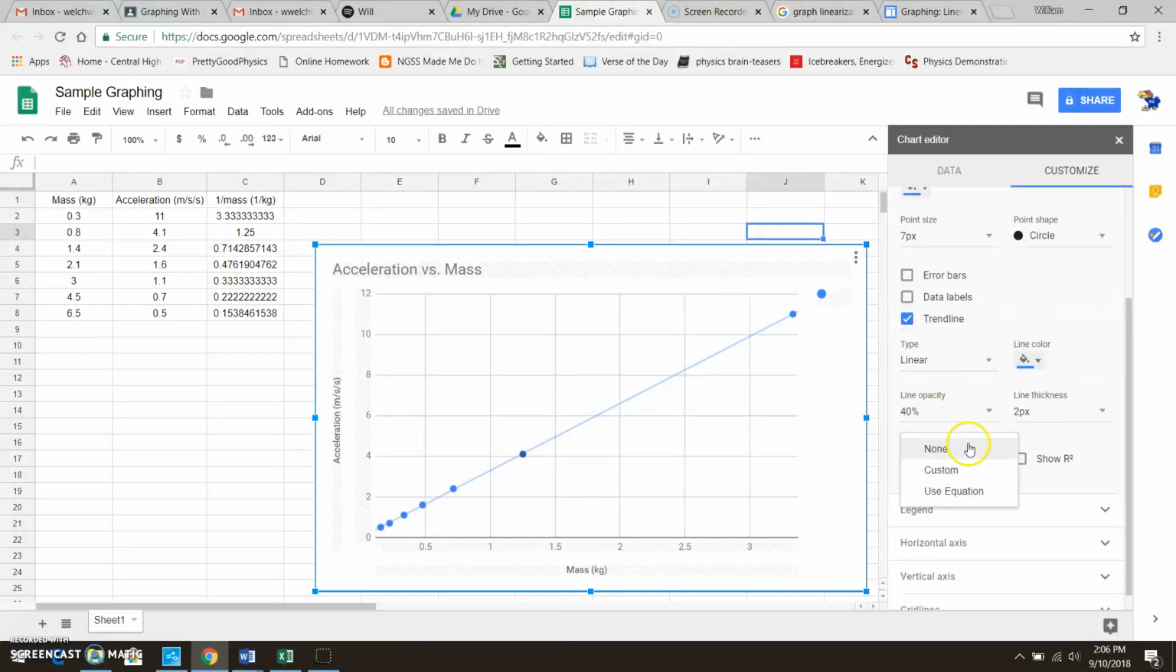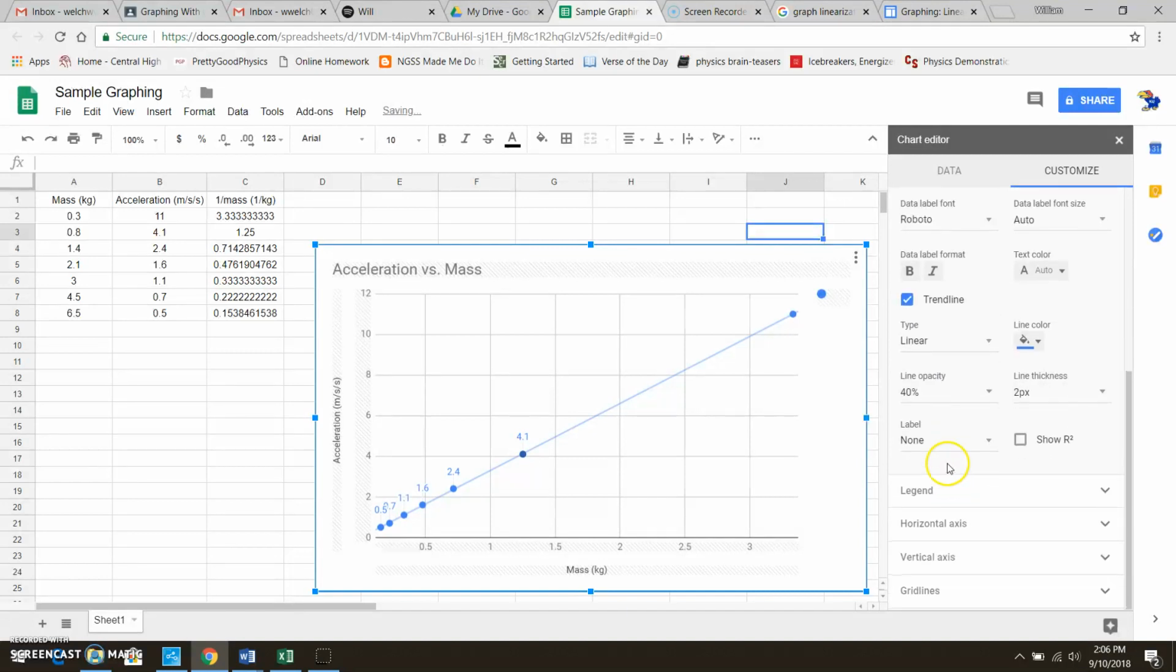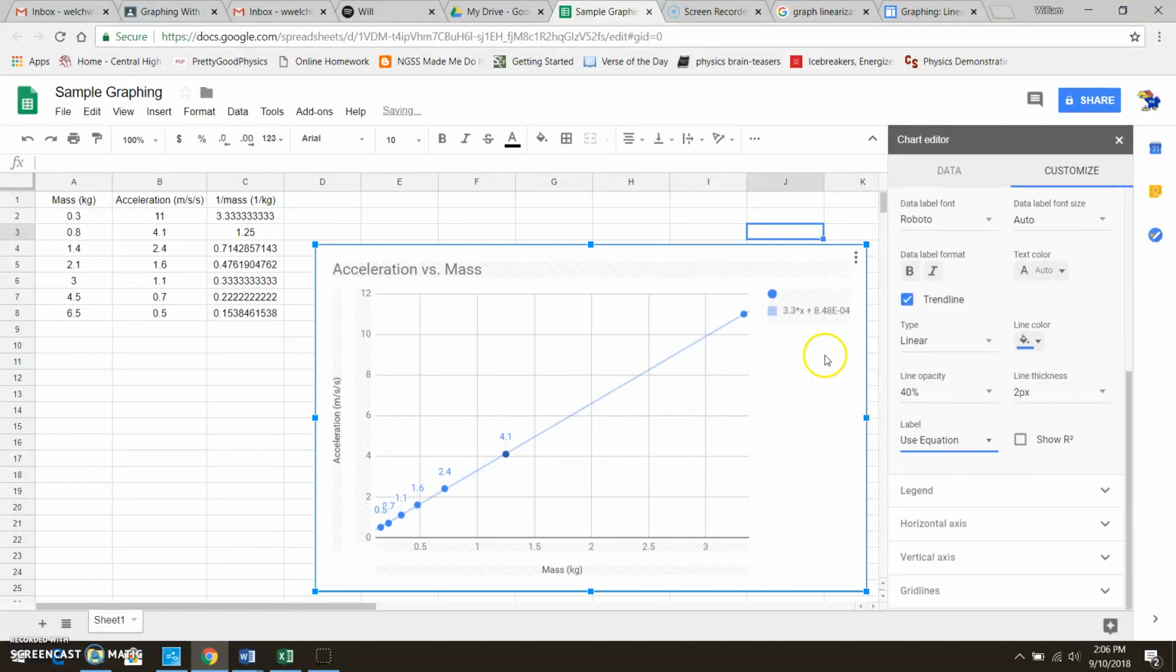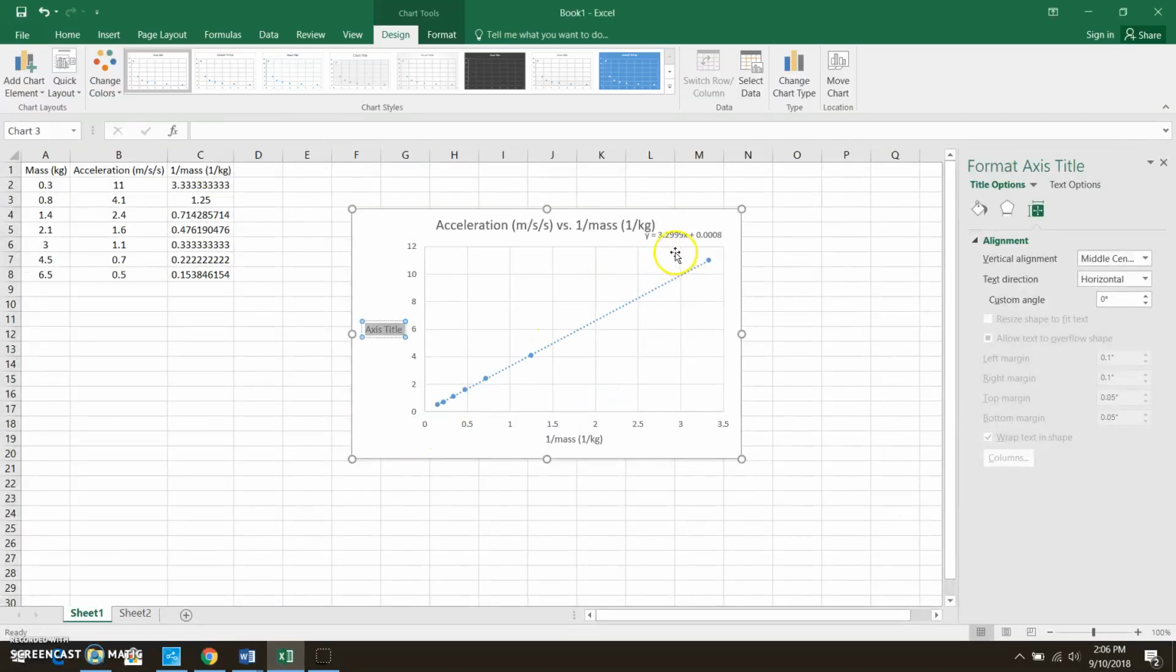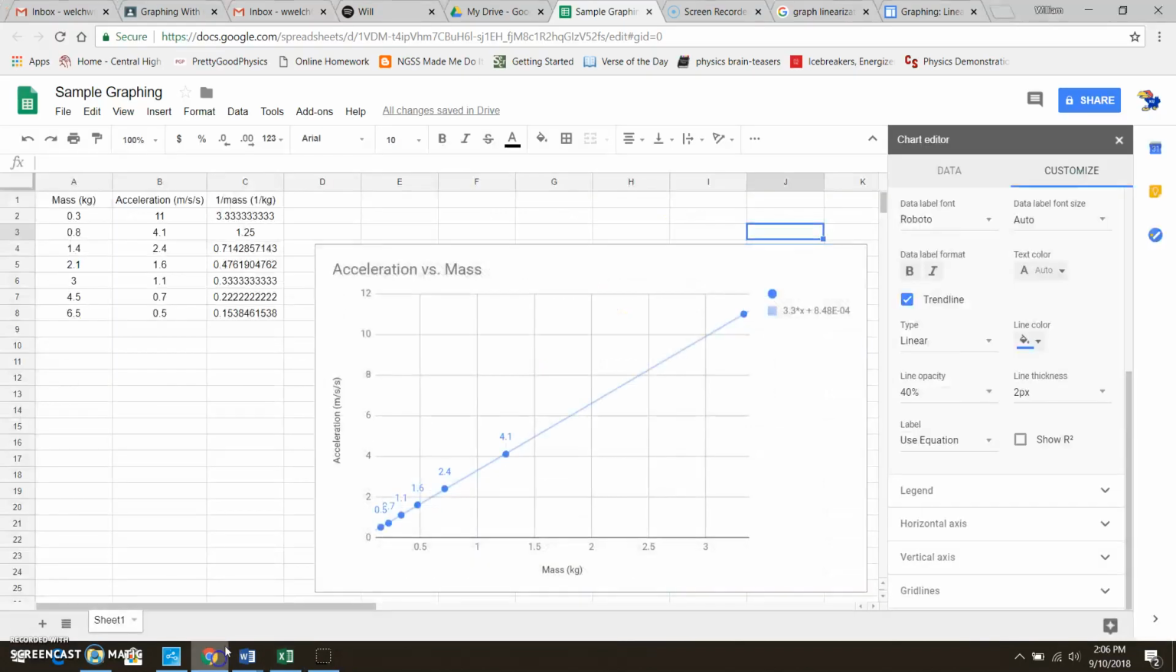So then we can go down here to label, and we'll click use equation. So we have 3.3 times x, and notice, don't get freaked out by this number here. Look at this is in scientific notation. So this is saying this is 8.48 up to the -4th. So that's very, very, very small. So that pretty much means that this trend line is running right through 0. And our slope, 3.3, let's compare that to what we had in Excel. All right, very, very good, very close.